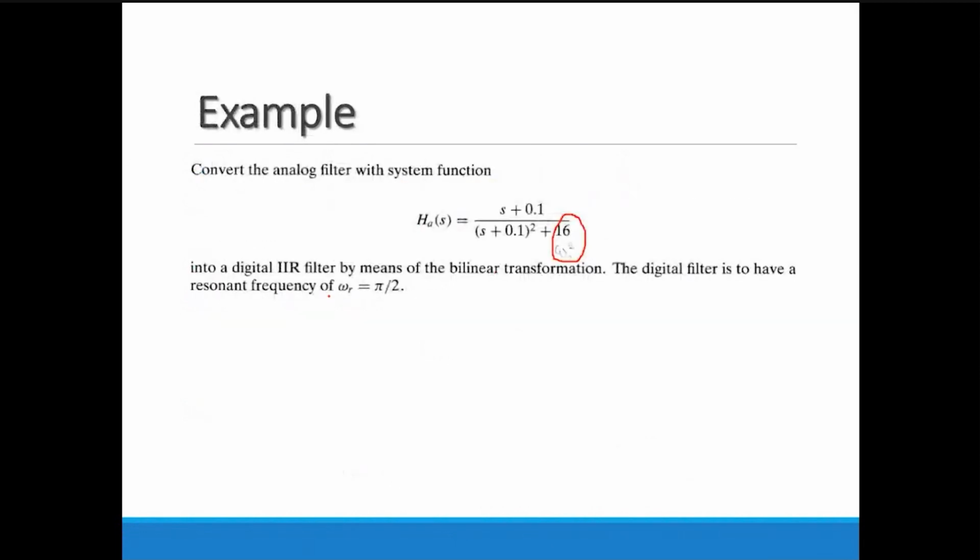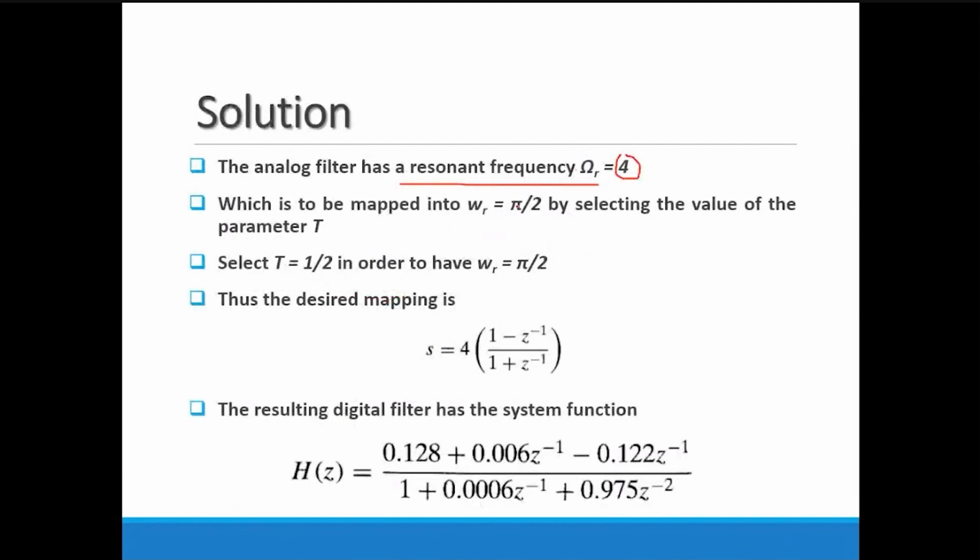Now this frequency is given to you: omega r equal to pi by 2. Omega r is nothing but the resonant frequency of the digital filter. So you have to map this value 4 into the value pi by 2 by selecting the value of parameter t. When you apply the conversion equation, we observe that when we select t equal to 1 by 2, we are able to get omega r equal to pi by 2. So here we have to select t equal to 1 by 2 to convert this analog frequency 4 into the digital frequency pi by 2.